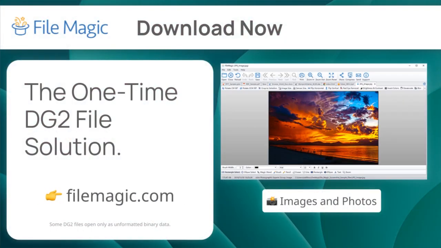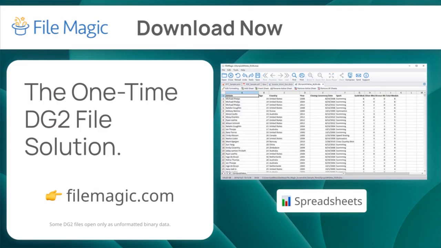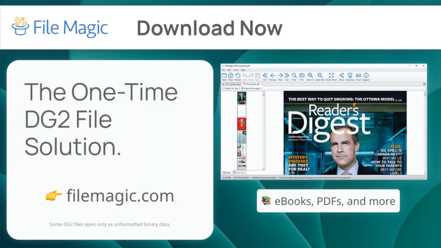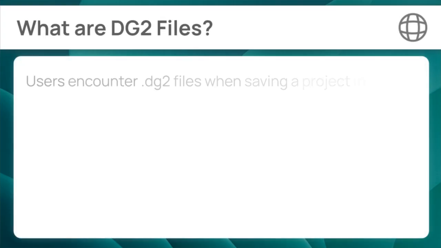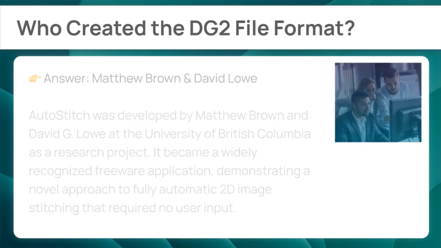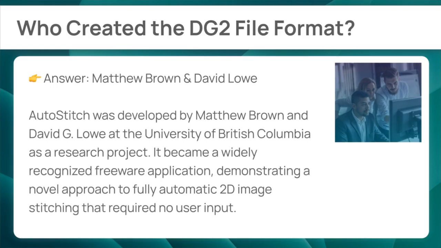We will demonstrate the power of a single DG2 file inspection application that effortlessly manages complex troubleshooting across all file formats. Users encounter DG2 files when saving a project in AutoStitch, a program for automatically stitching multiple photos into a seamless panorama. This file contains references to the source images and calculated alignment data, allowing the user to re-render the panorama without reanalyzing the images.